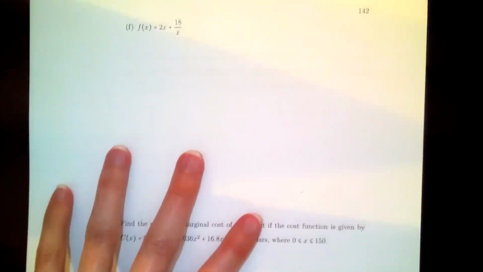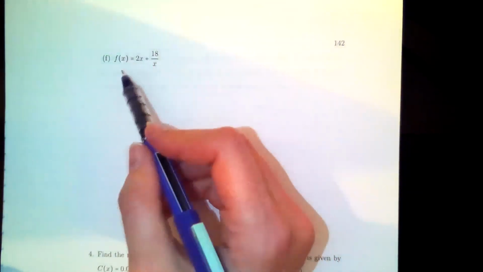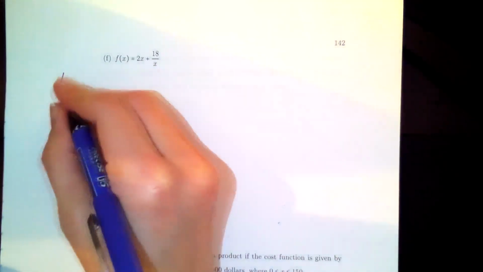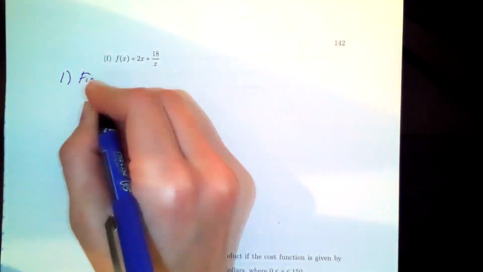All right, we have one more to do, and we'll be done with number 2, it looks like. Well, no, number 3, because the next one's number 4. We got part F. My function is 2x plus 18 over x. And so we're getting into a pattern here. What am I doing? I've got to find my critical numbers and plug them into the second derivative. So my first step is to find any critical numbers. And how am I going to do that?